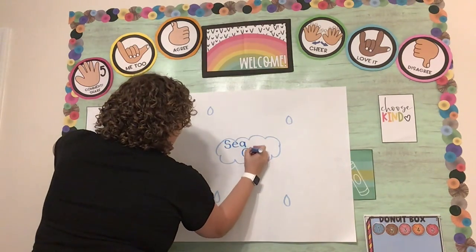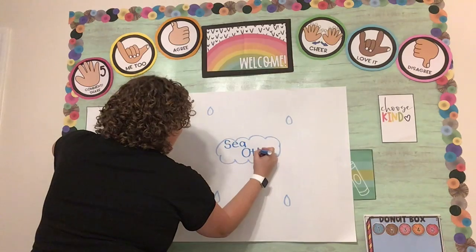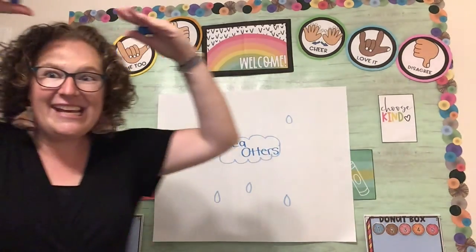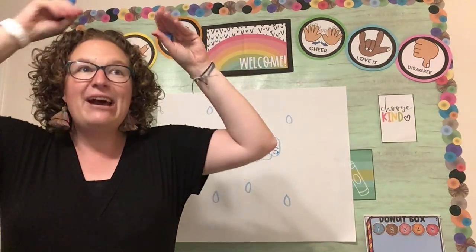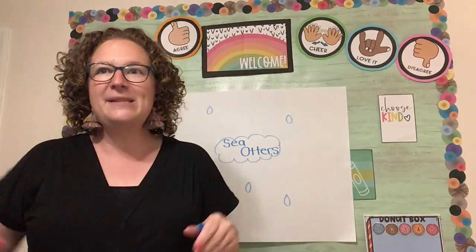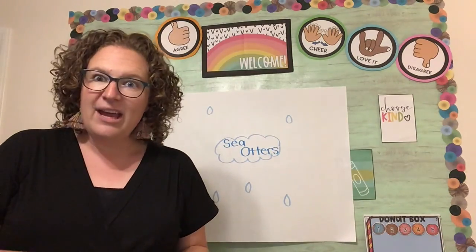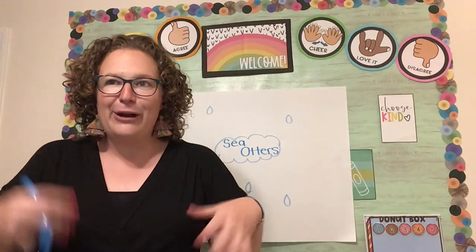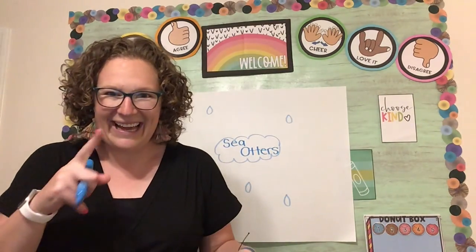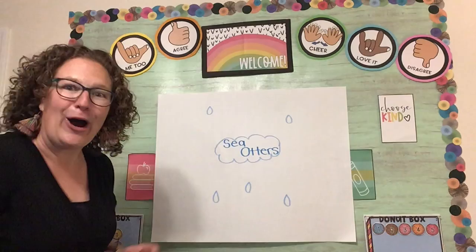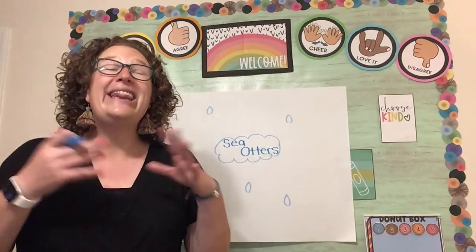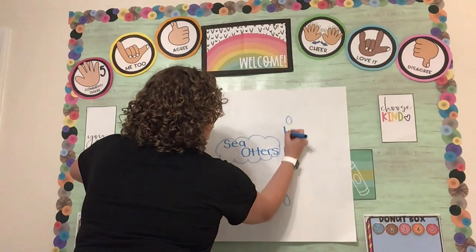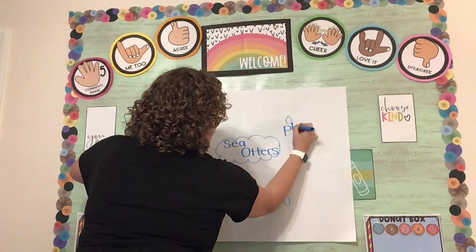Sea otters. Now that was my main idea. That's my rain cloud. Now I need the raindrops. What were some details from the book that we have about sea otters? Shout them out at me. Oh, I heard someone say it. They really are playful. They really love to play with others and be silly. So I'm just going to write play.